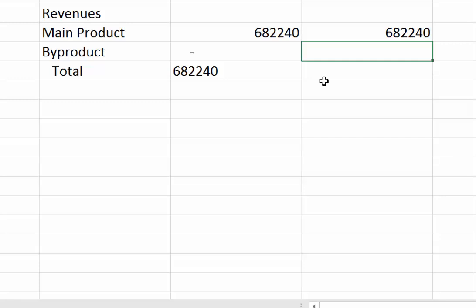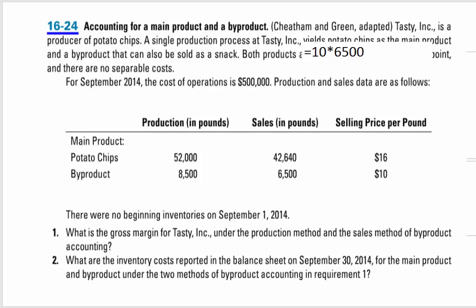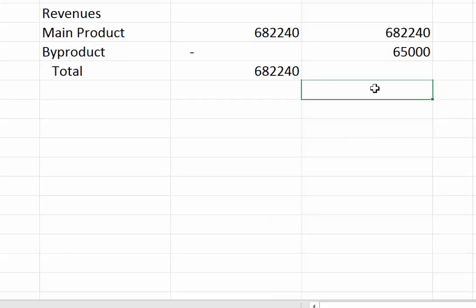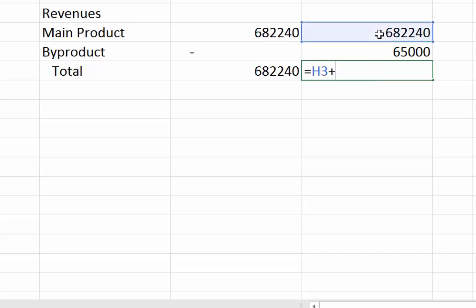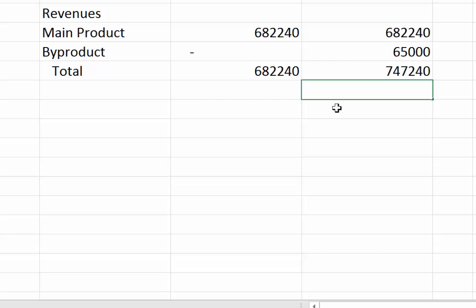But for the sales method, it's quite different, because for the sales method, we are going to recognize the byproducts being sold. So from that perspective, we are going to multiply $10 by 6,500, which you can easily see from this slide. So that's how we get this number. The result is 650,000. Therefore, you can add these to report the total revenues, which is 747,240. So you can see those total revenues. Okay, now I'm going to put the total revenues.